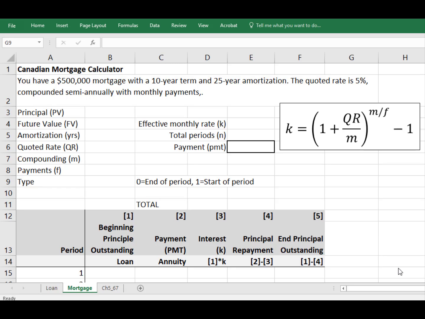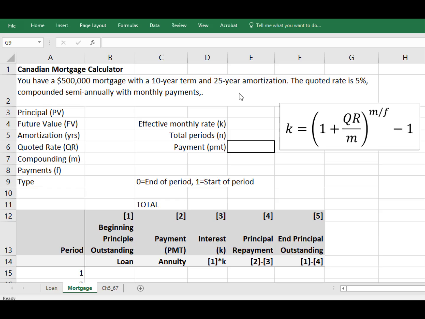Now we're going to look at how to calculate the payment on a mortgage, as well as to build out a mortgage amortization table. It's a little more complicated, with a few more steps than doing a loan, but it uses the same principles. So let's assume you have a $500,000 mortgage with a 10-year term and a 25-year amortization. The quoted rate is 5% compounded semi-annually with monthly payments. This is your standard format for a Canadian mortgage, where there is semi-annual compounding and monthly payments.